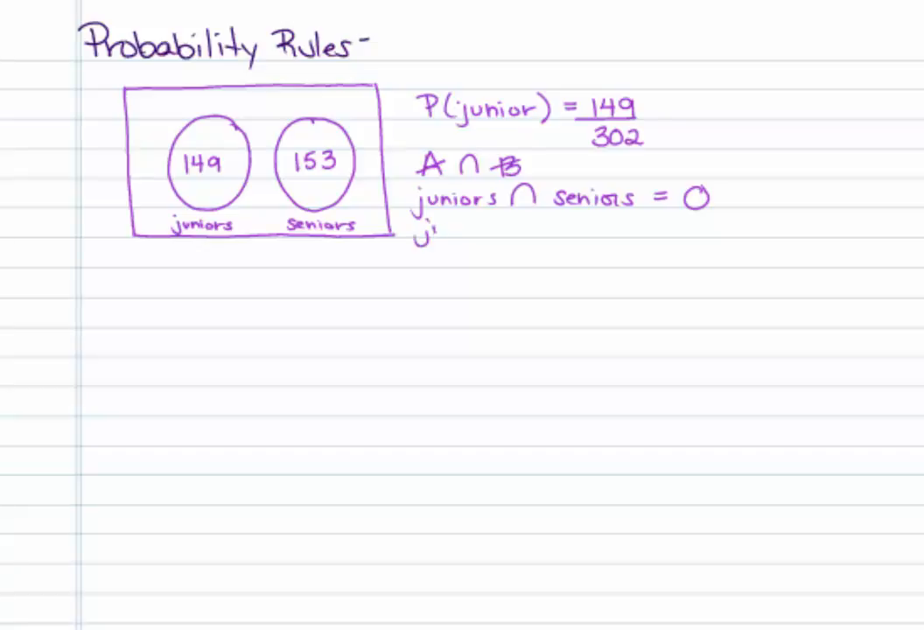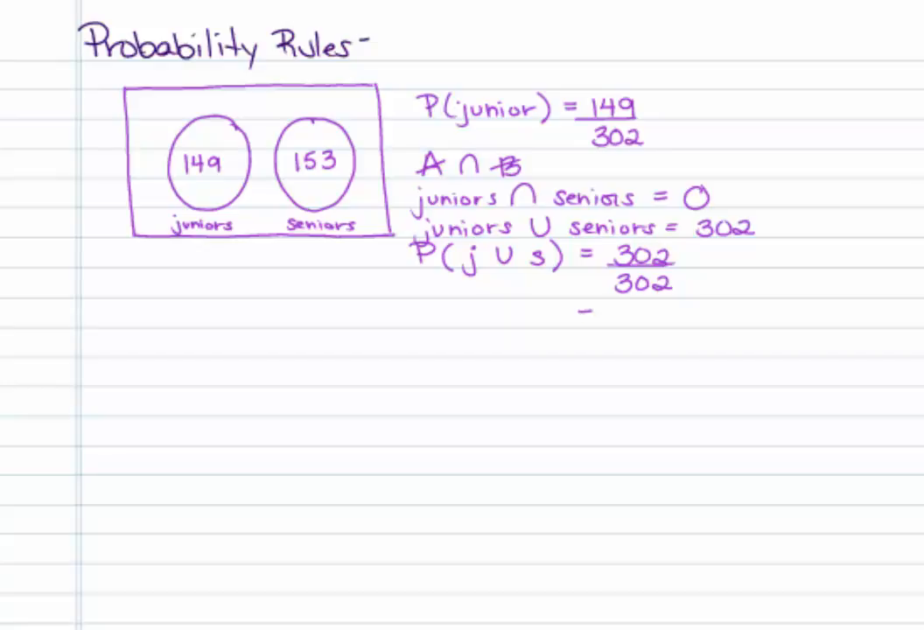And if you were to unite them, you would take all of them because you want to use all the students combined inside the Venn. So when you're working with probability, the probability of getting, I'm going to start abbreviating, a junior or a senior, there's 302 possibilities out of 302 total possibilities. So uniting would be everything.